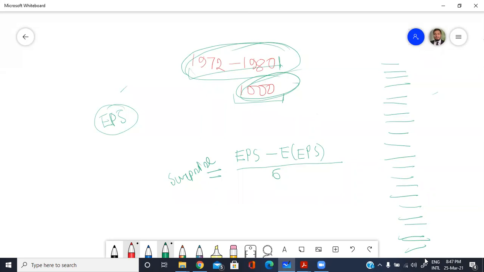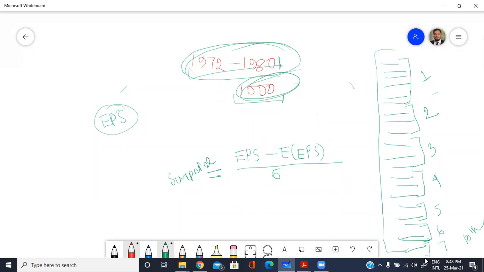Can we sort from lowest to highest, from negative to positive? Yes, sir, possible. Now, can we make an allocation into deciles? How many deciles will we get? 10 deciles. We know quartile, decile, these things. So these are the first decile, these are the second, third, fourth, fifth, sixth, seventh, and so on, up to the 10th decile.